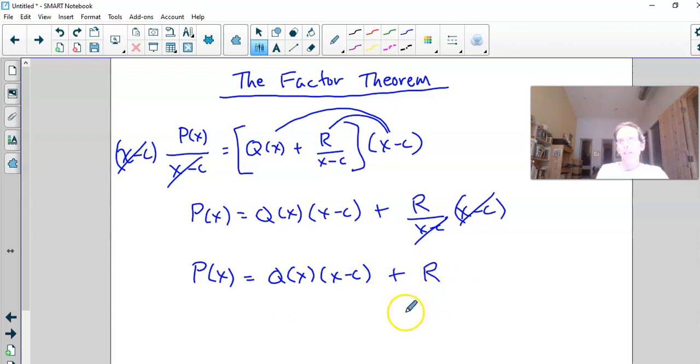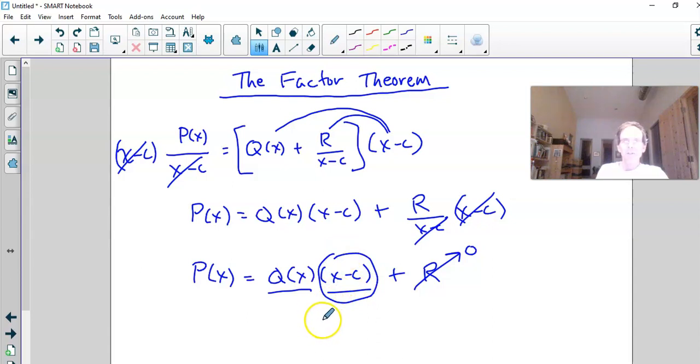All right. So the factor theorem says that if this remainder is 0, then x minus c is a factor. And we can clearly see that. If this remainder isn't here, then p of x equals the product, the multiplication of the quotient and this x minus c divisor. Since those are multiplying one another, x minus c is a factor.